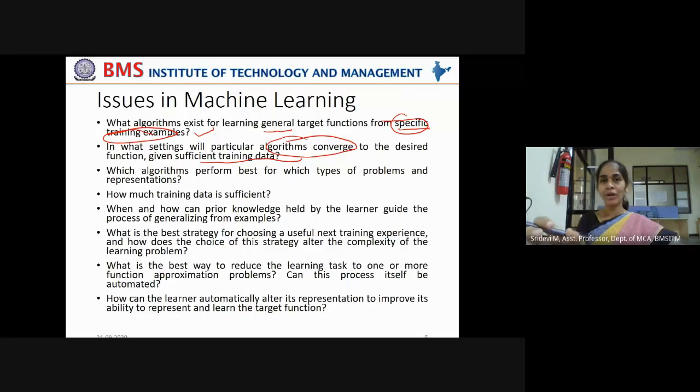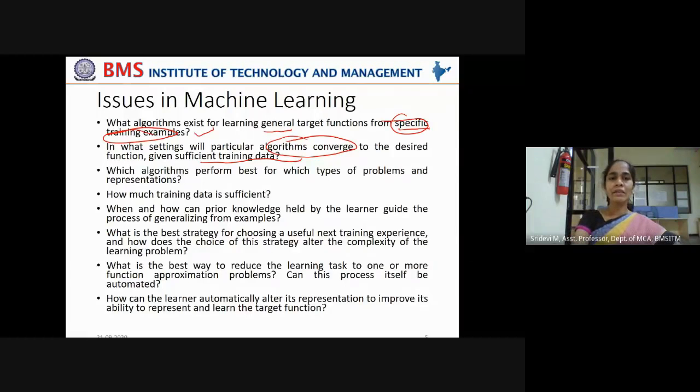That is the point of convergence, where the weights given to the parameters can no longer change. That is your final point. That is your best fit to the historic data. Now, in what settings will that algorithm converge? For a small training data set, it can converge very fast. But for a larger training data set, it can converge a little slower because it is trying to learn better.